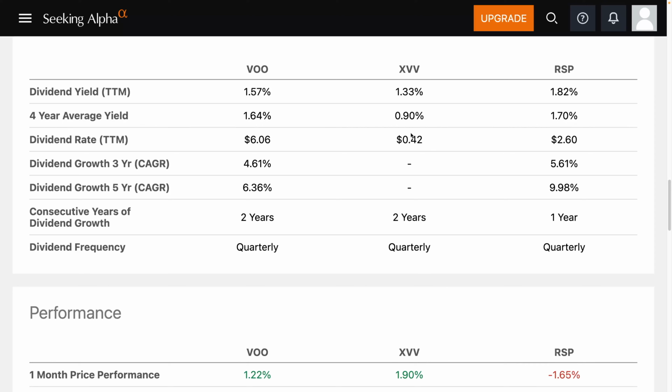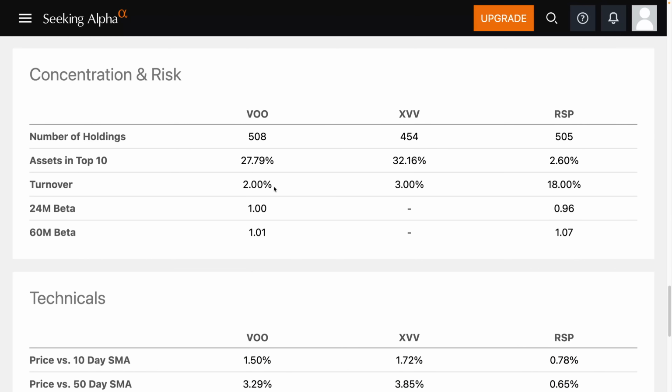When we look at the dividend yields for each of these, the RSP has the highest dividend yield at 1.82. VOO is number 2 at 1.57. XVV is 1.33. As far as the asset turnover, VOO is the lowest at 2%. XVV is 3%. And RSP is 18%. And I think that's because it does it quarterly. I'm not sure if XVV does it. I believe they don't do it quarterly. Otherwise, I would think the turnover would be higher.